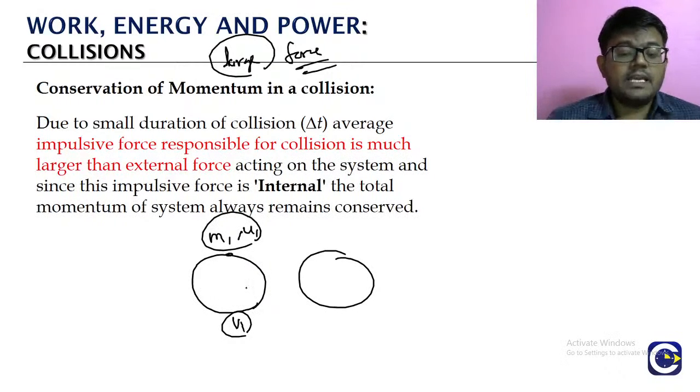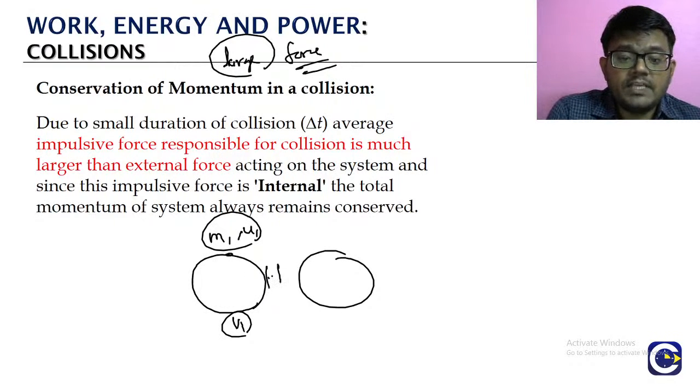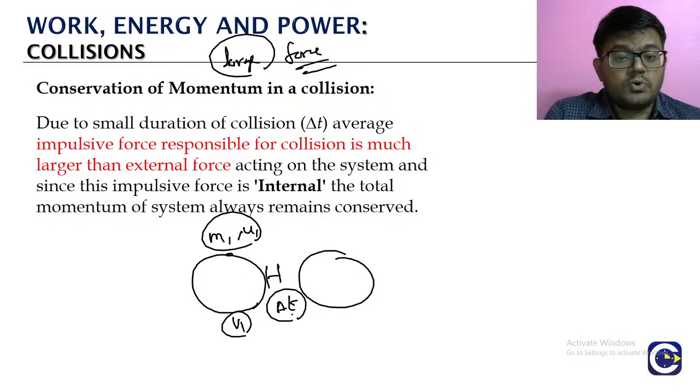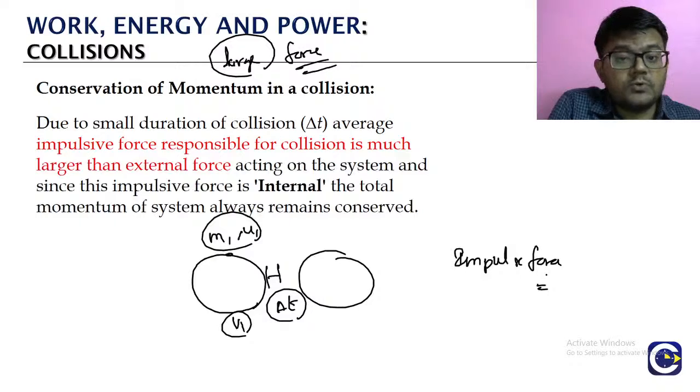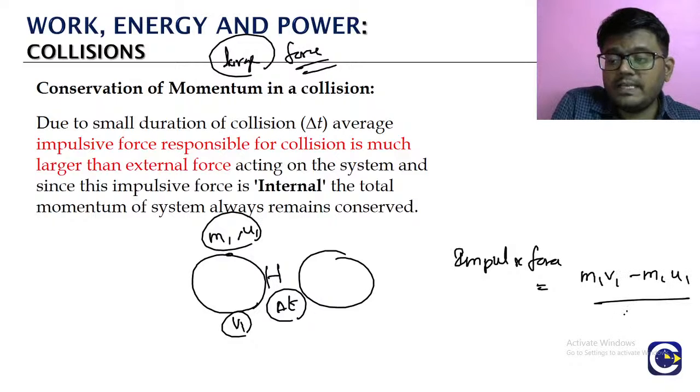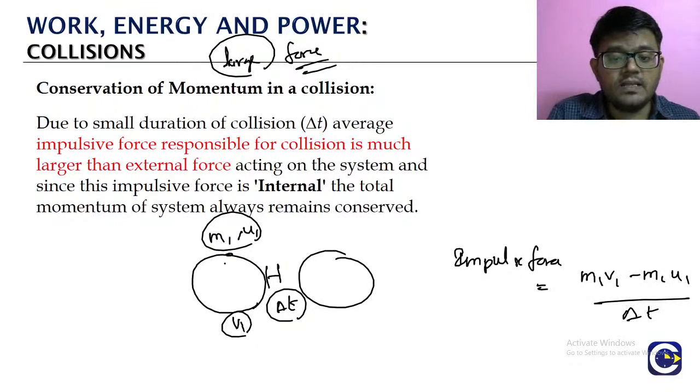Okay, but again, the collision time is very small. Collision time delta t is small. This is a very small time value. Now what is the impulse force that we can find out? What is the impulse force? It will be the change in momentum divided by the time taken. So what is the impulse force acting on that object during the time of collision? Change in momentum divided by the time taken.